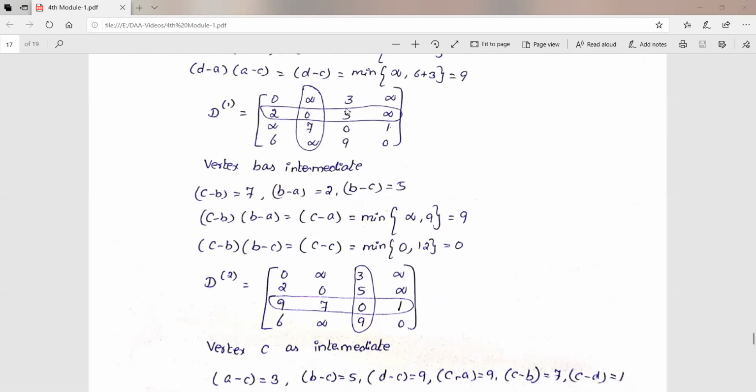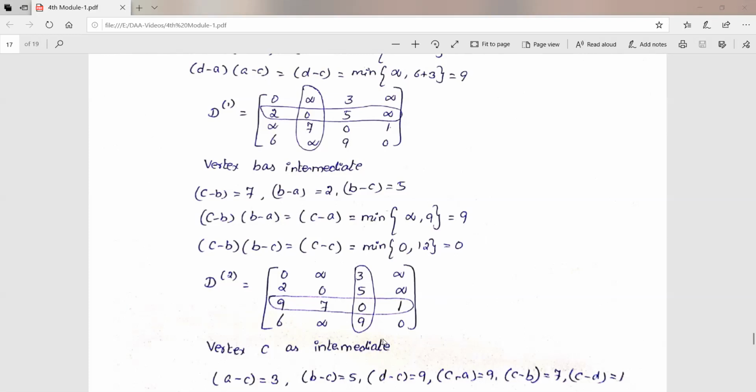So 0 infinity 3 infinity. So now we are having 2 0 5 infinity. So next term, CA we are having the value 9. So before it was infinity, so now that value will be changed to 9. So 9 7 0 1. Okay, the CC it will be 0, before also it was 0. Now 6 infinity 9 0.